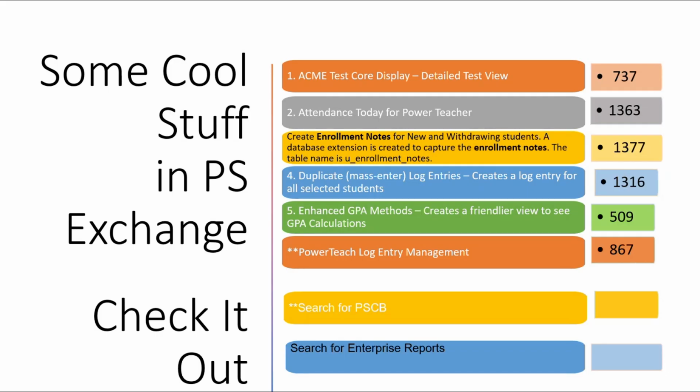You can go again to the Exchange. You can go to community plugins, search for PSCB. There's a lot. There were really too many to list. The other thing I would say that you want to search for are enterprise reports. I know we will be having a Power Hour sometime in the future over enterprise reports. That is a really powerful tool that I hope that you are using. And there are some out there on the exchange, some new enterprise reports.